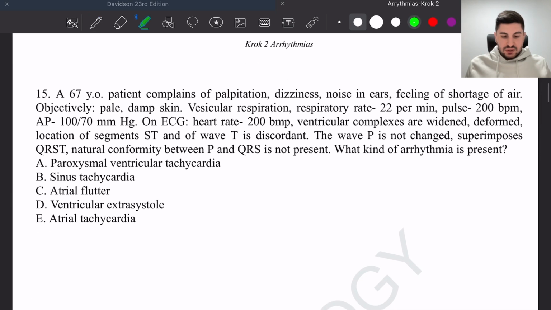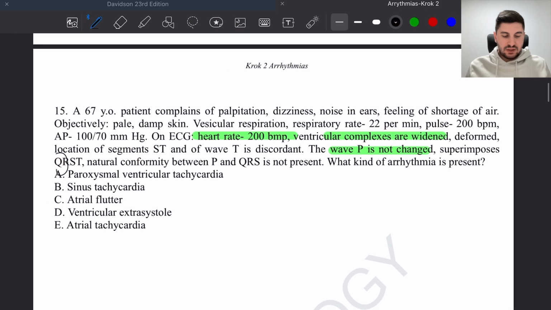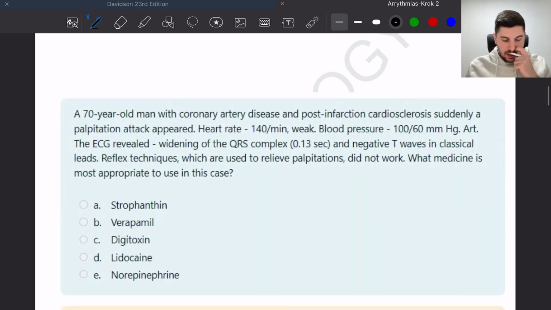Next, we see that the heart rate here is 200, and the ventricular complexes, or QRS complex, are widened and deformed. The P wave is not changed. So in other words, this is not an atrial arrhythmia. Okay, so this is paroxysmal ventricular tachycardia.